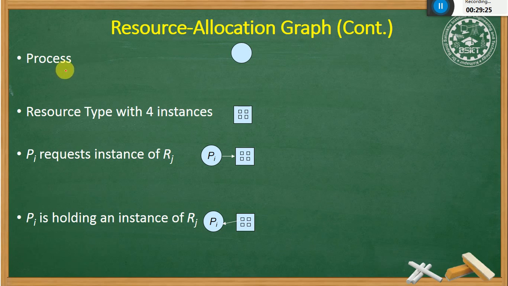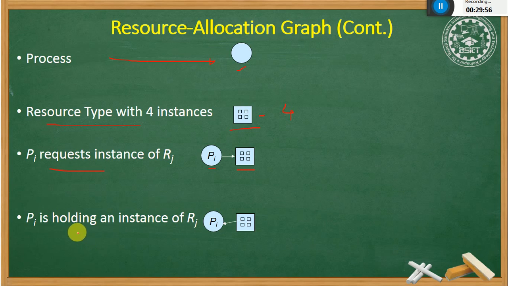So these are the notations. Process is indicated by the circle. Sorry, process are indicated by the circle. Resources are indicated by the square. Inside that, four small squares mean that there are four instances, meaning four different processes can utilize the resource. Then a requesting edge goes from process to resource.